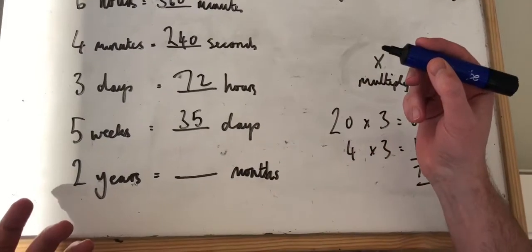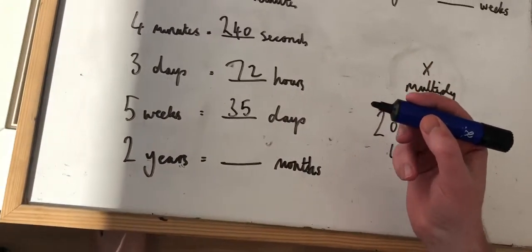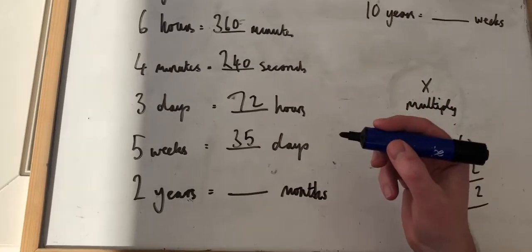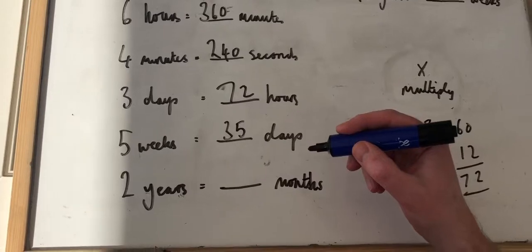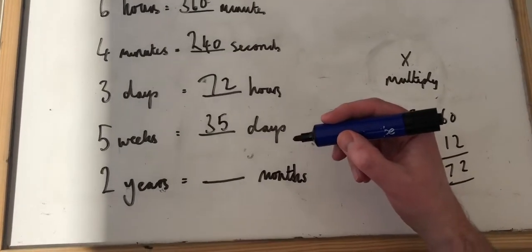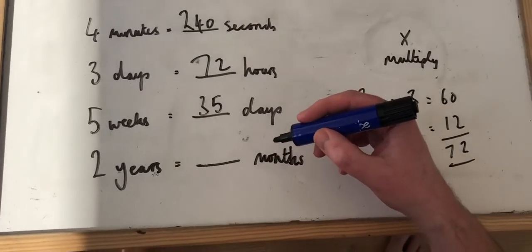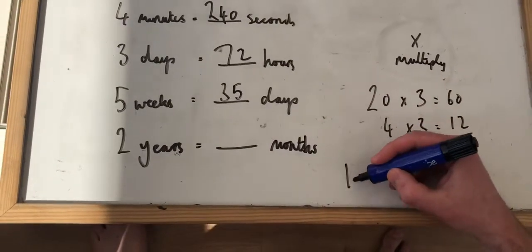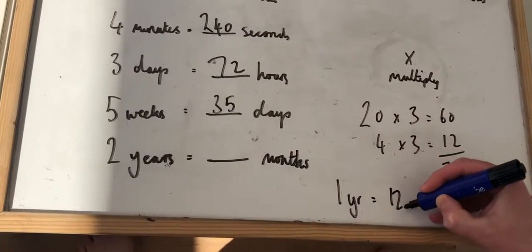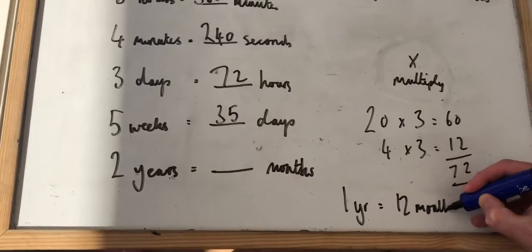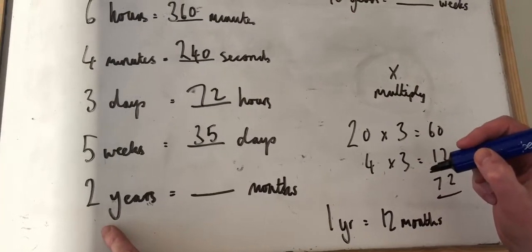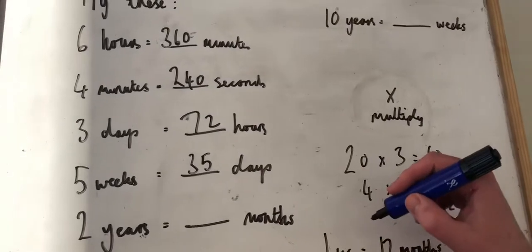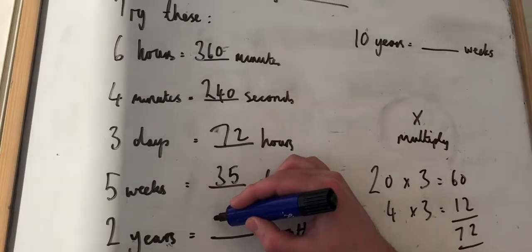2 years and months. So what am I doing, George? 4 months equals 1 year. How many months? 4. No, not 4. There's 12 months in a year. So 1 year equals 12 months. So that's our basic. How many years are there? 2. So what do I do? 12 multiplied by 2, yeah, which is 24.